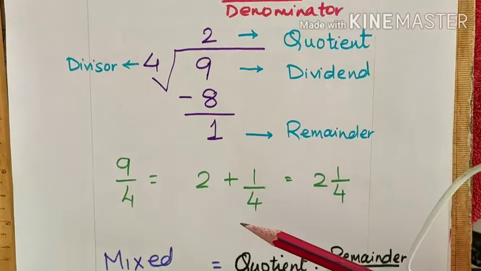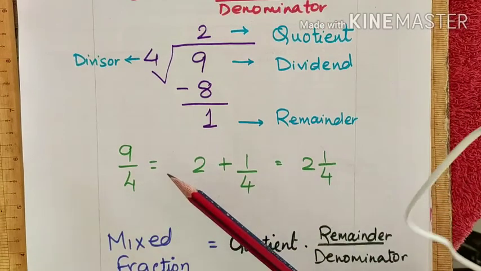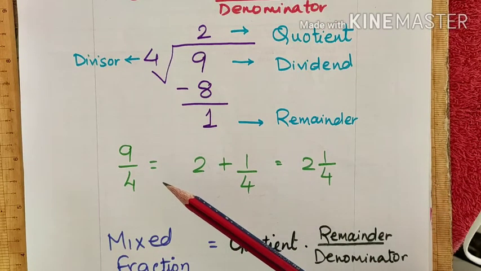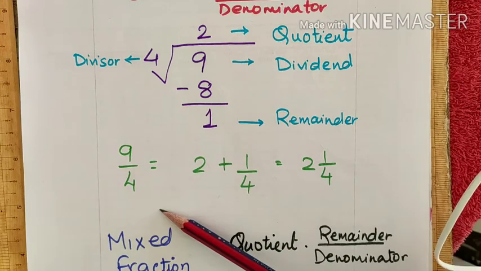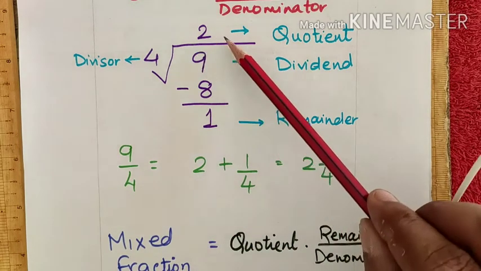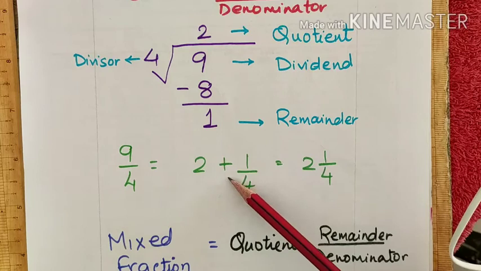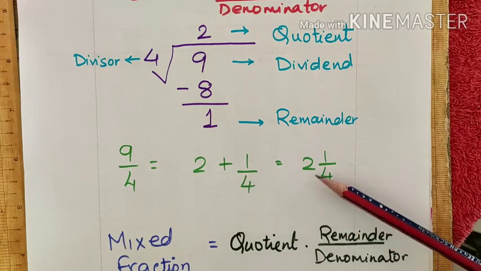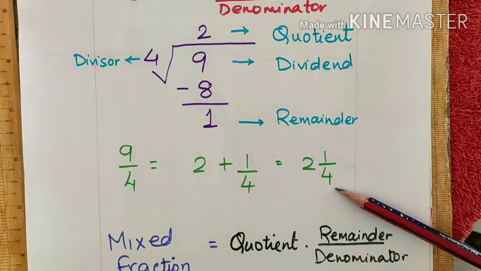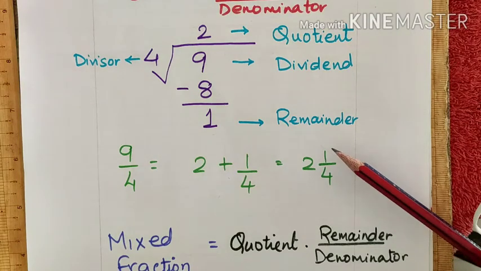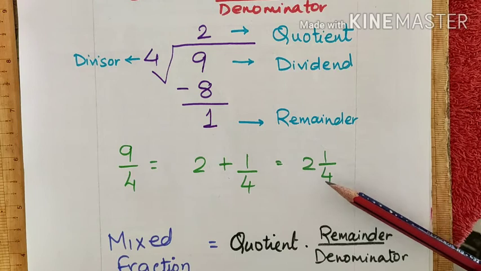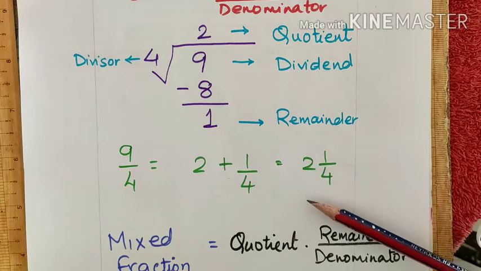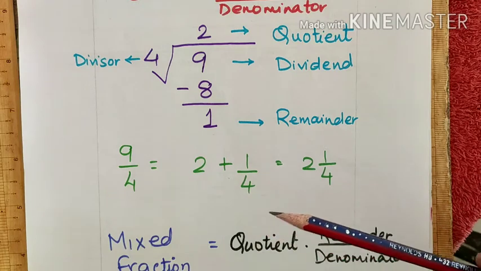So now, when 9 is divided by 4, what will you get? 2 plus 1/4. So 2 plus 1/4 is equal to 2 1/4, I can say. Now let us check whether our answer is correct or not. We can always check again in the same method. 4 2s are 8 plus 1 is 9/4. We get 9/4 as the answer.